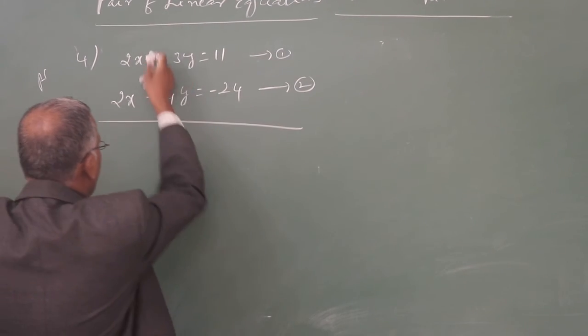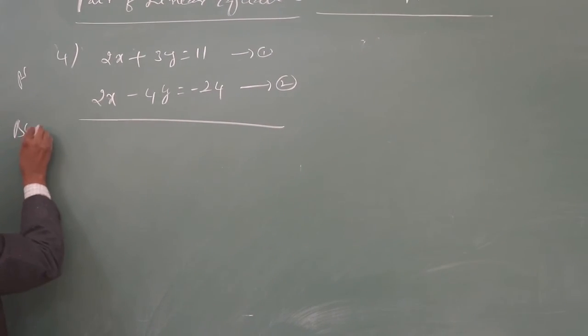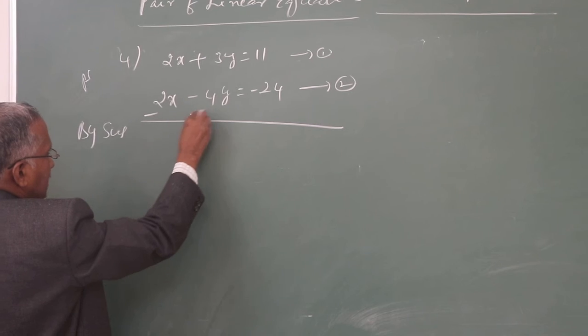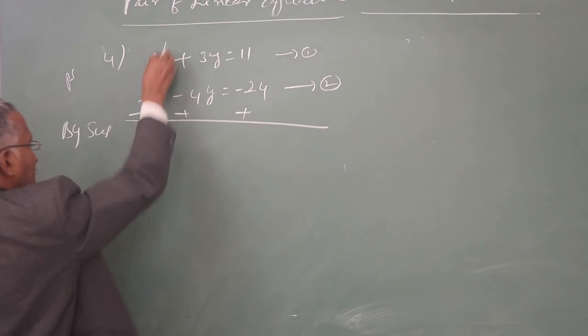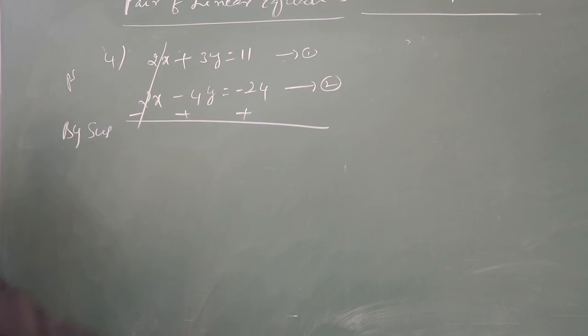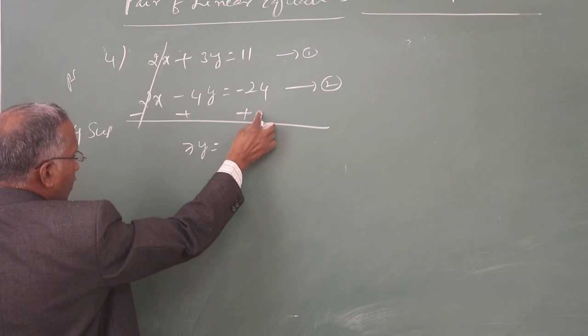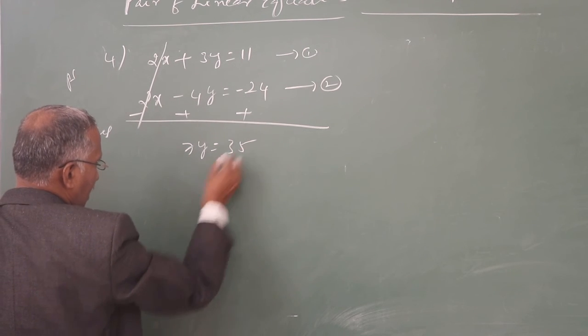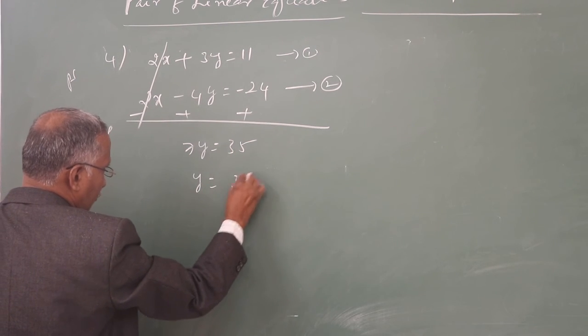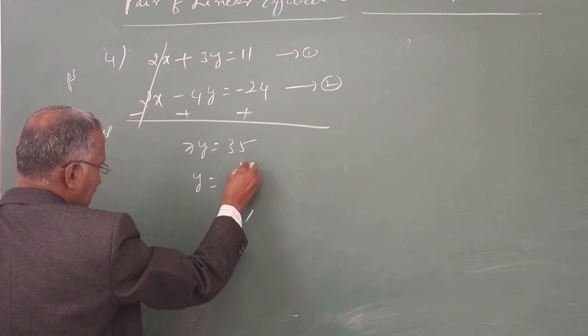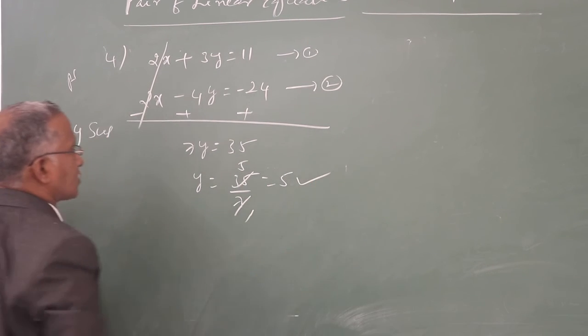Look at this now, the coefficients of x are equal, so by subtracting, minus plus plus: plus 2x and minus 2x get simplified. Plus 4y plus 3y is 7y. Plus 24 plus 11 is 35. Y is equal to 35 by 7. 7 fives are 35. Y is equal to 5.